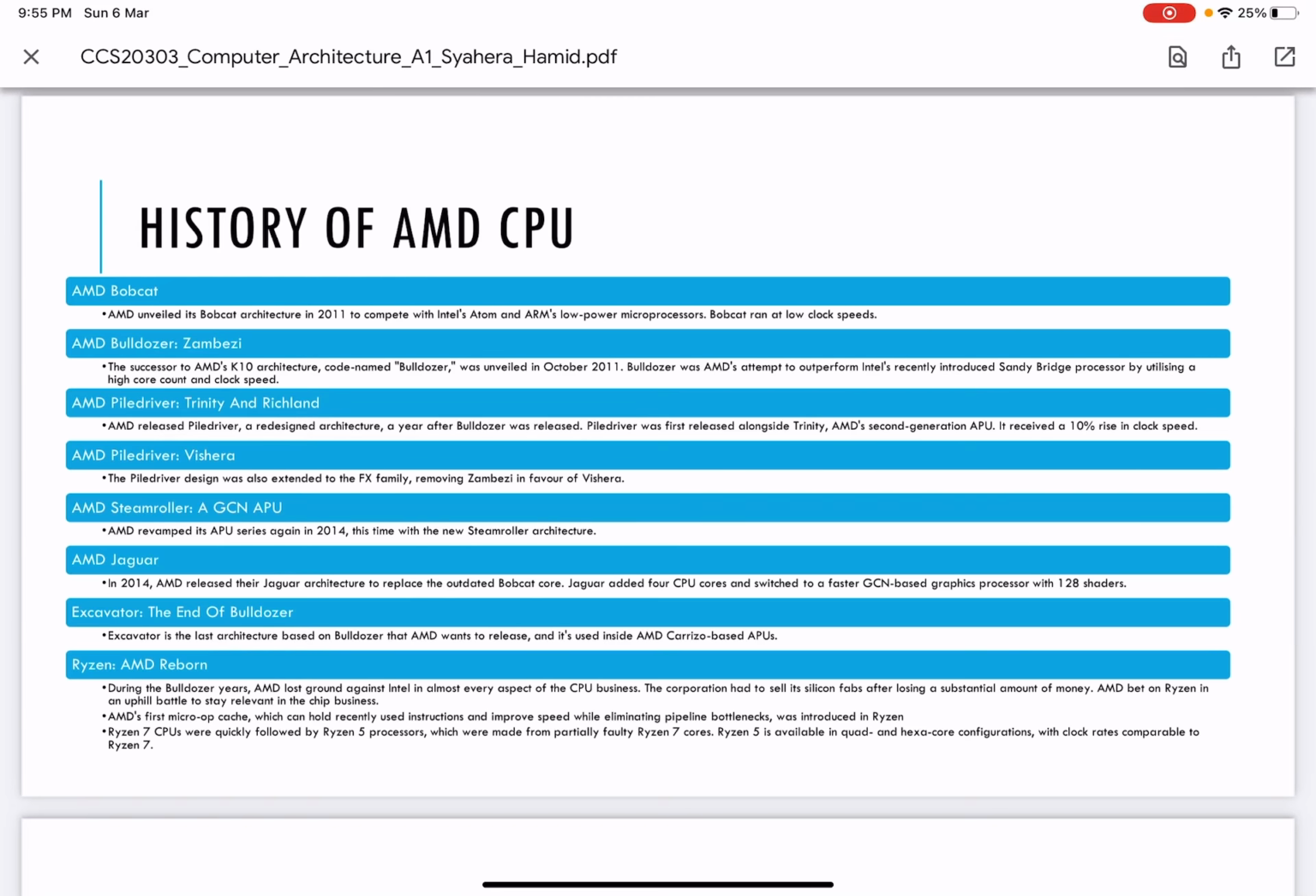So AMD's first micro-op cache can hold recently used instructions and improve speed while eliminating pipeline bottlenecks. Ryzen 7 CPUs were quickly followed by Ryzen 5 processors, which were made from partially faulty Ryzen 7 cores. Ryzen 5 is available in quad and hex core configurations with clock rates comparable to the Ryzen 7.